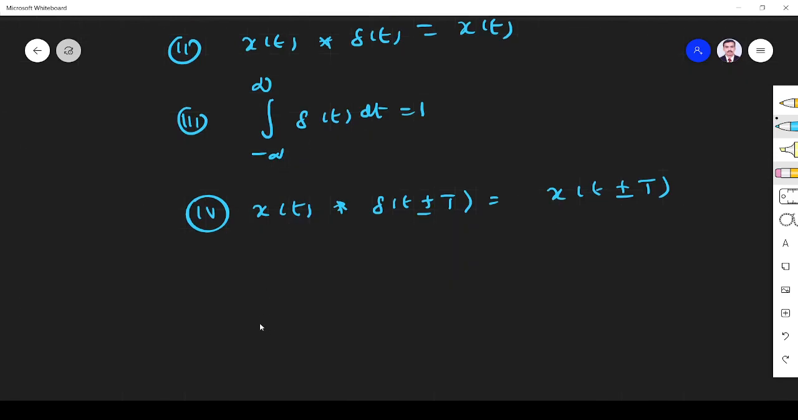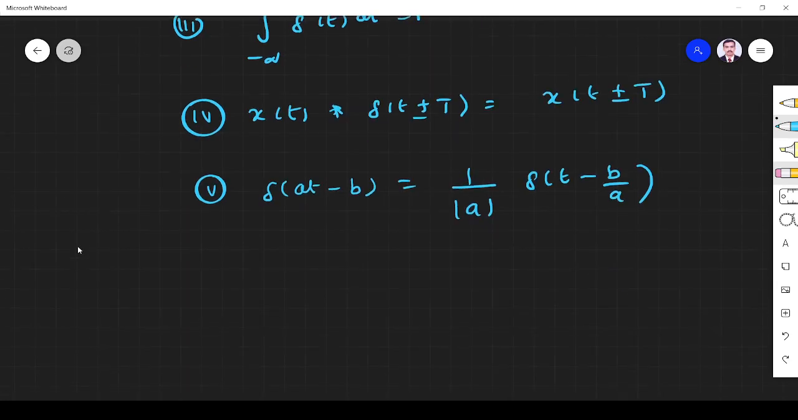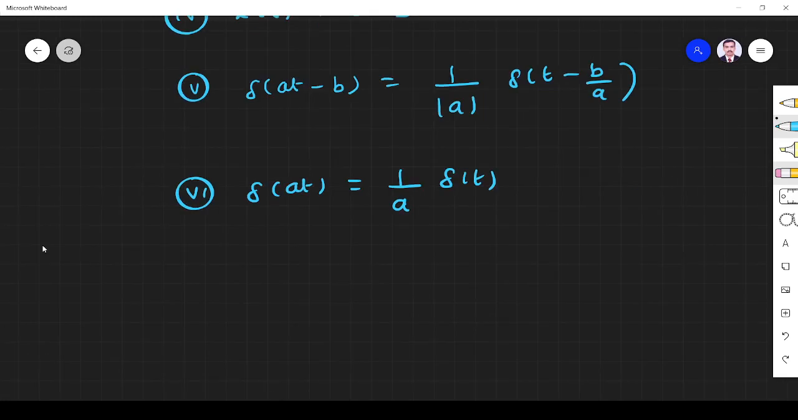Next, the scaling property of delta of t, that is given by 1 by mod a delta of t minus t by a, right? So this is another property. Sixth one, delta of at can be written as 1 by a delta of t. In this area, you can expect some questions.